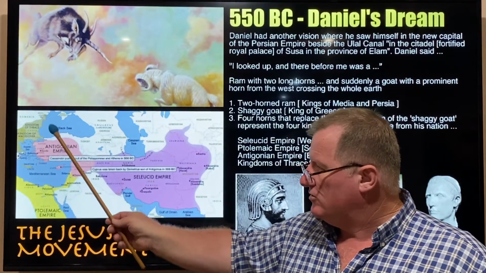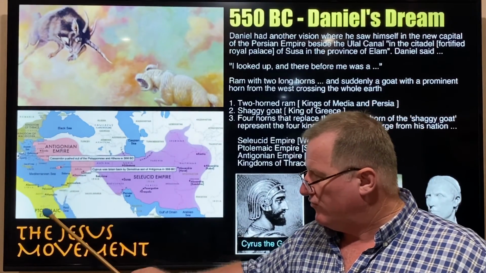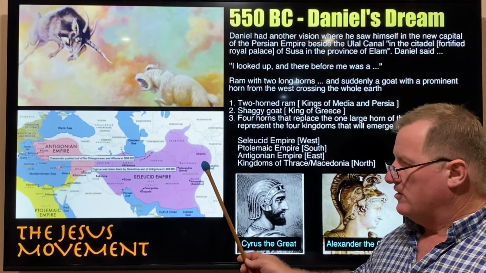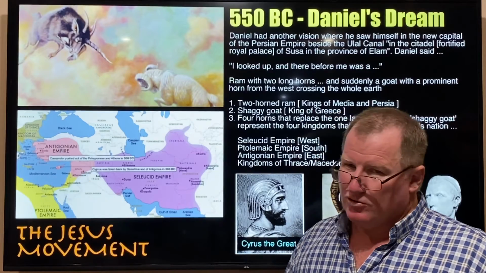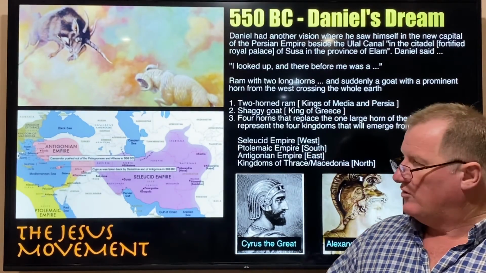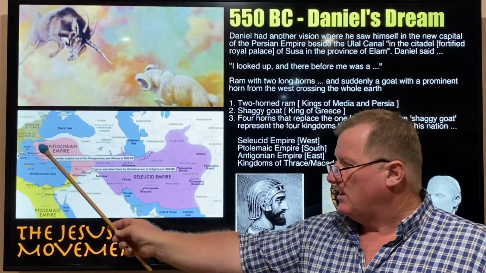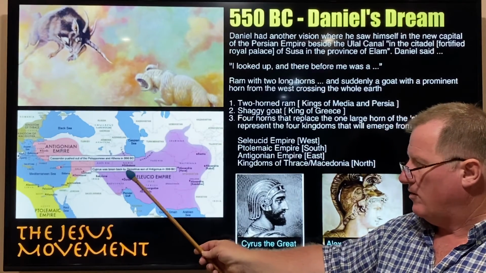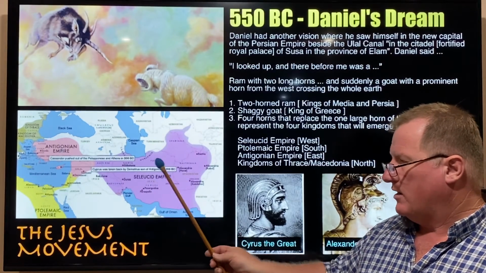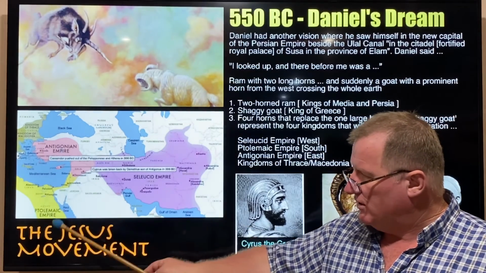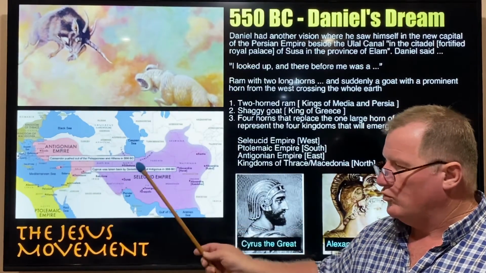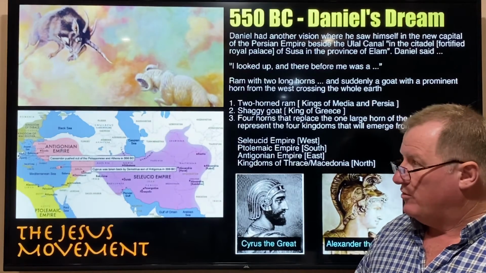So we've got one region, two regions, three regions, and four regions. And so the Antigonid Empire, as you can see here, is predominantly what we call Turkey today. Okay, so we've got the Greeks, modern day Turkey, then over here we go through a whole range of countries, Iraq, Iran, Afghanistan, and so on over here, and then we've got Egypt down to here. So this is the four horns that came after the Greek Empire.